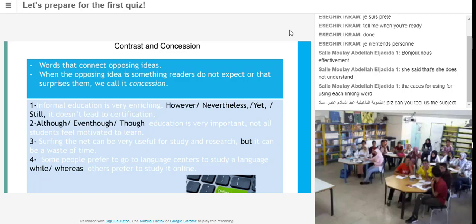Okay, generally speaking, because Abdeslam Amir joined a little bit late, we are preparing for quiz 1 and we are revising first the lesson of linking words. But we are going to revise other lessons as well. So now we are explaining the contrast and concession linking words. If you are looking for the subject of the sentence, as Hala said, so you have here, yes?